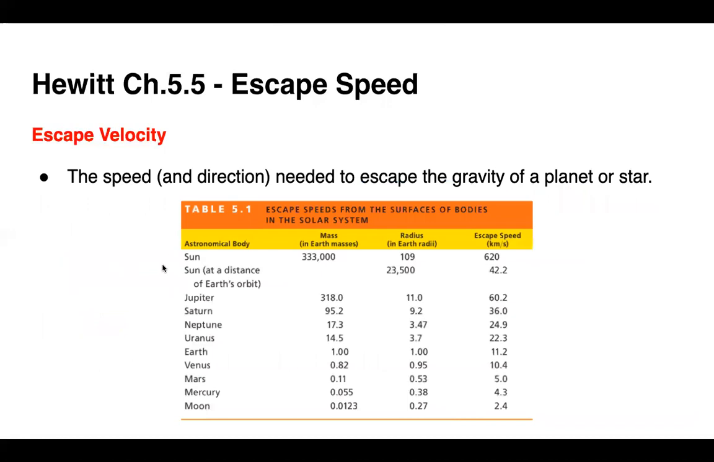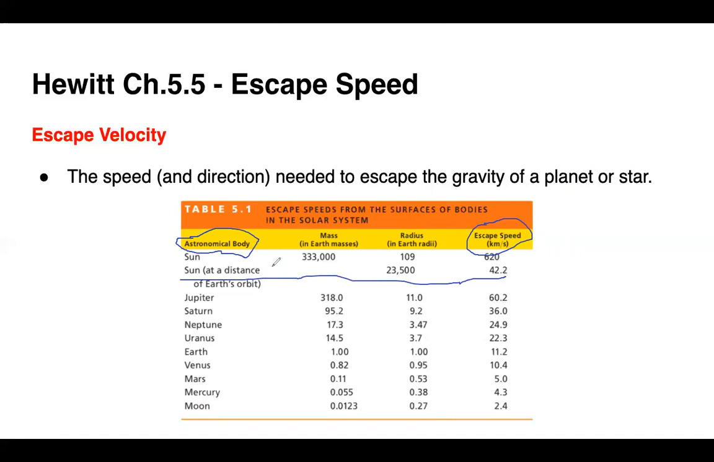Your book has an interesting little table that summarizes the escape velocities needed, or escape speeds, to get away from certain astronomical or celestial bodies. And it's not surprising that this relates to the idea of gravity, right? We learned that gravitational force is directly proportional to mass. The more massive something is, the more gravitational force it exerts, and therefore you're going to need a much higher escape speed. So it's not surprising that the sun requires 42.2 kilometers per second.